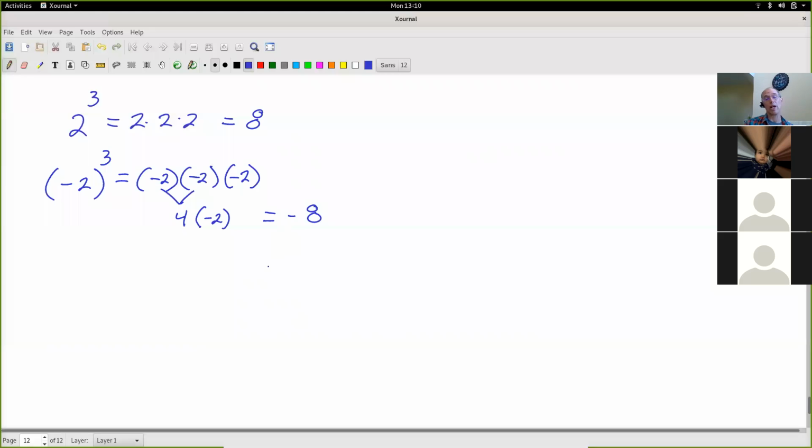So unlike squares, which kill negative signs, cubes keep them. So if the number started positive and you cube it, you get a positive answer. If a number started negative and you cube it, you get a negative answer.